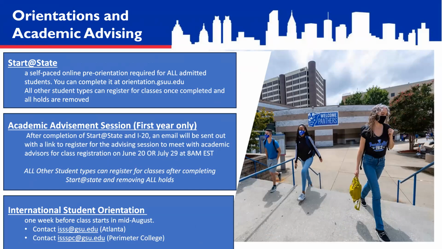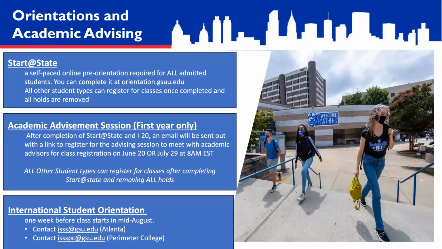After you complete the Start at State, which as I said is a self-paced pre-online orientation, a PowerPoint, when you finish, you will be able to move on to the next, which is an academic advising session. The email is sent out every Monday. The sessions are on June 20th or on July 24th. You do not need to go to both. It's a session for the student to meet with the advisor to register. If you have already participated in your advising session, you do not need to register again.